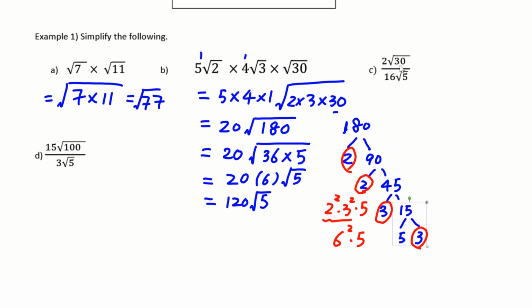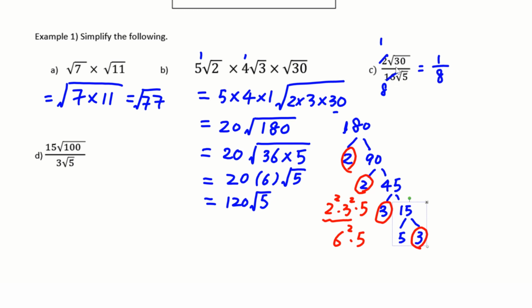Then this one, division, we are going to divide the numbers at the front of the radical sign first. So 2 and 16, the common factor is 2. So 2 divided by 2 gives you 1. 16 divided by 2 gives you 8. So you have 1 over 8.